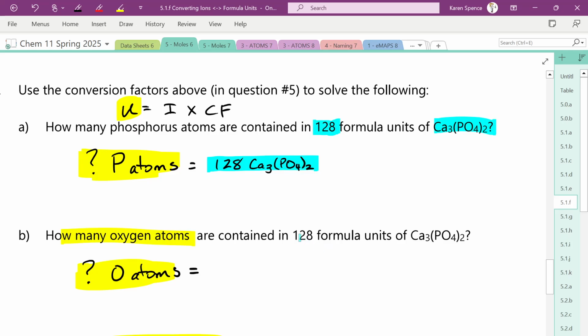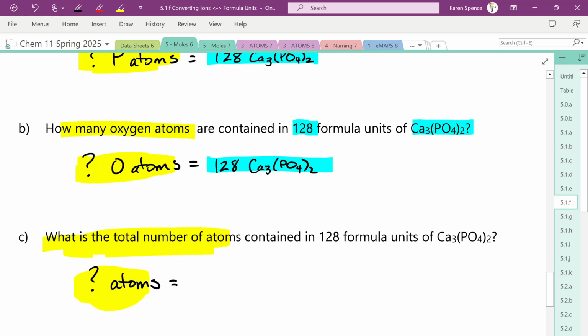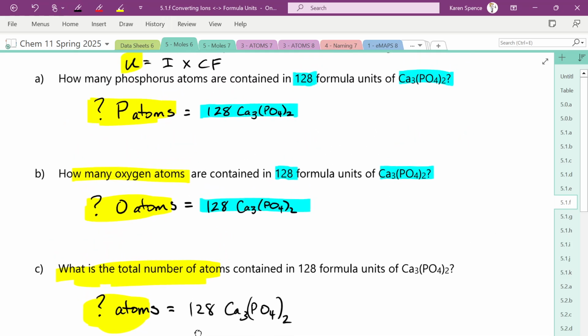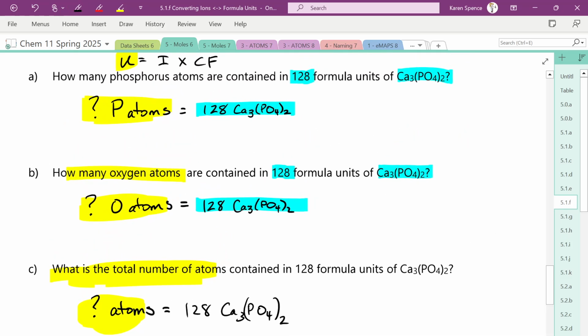What's our initial quantity? 128 Ca3(PO4)2. So let's do that again. 128 Ca3(PO4)2. And what is our last one? It's 128 Ca3(PO4)2. Then we need to multiply by the conversion factor.